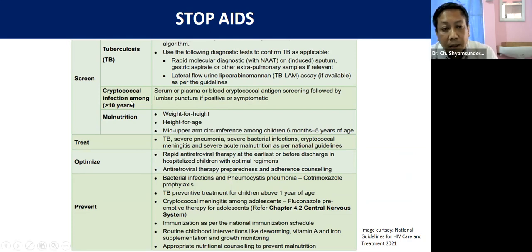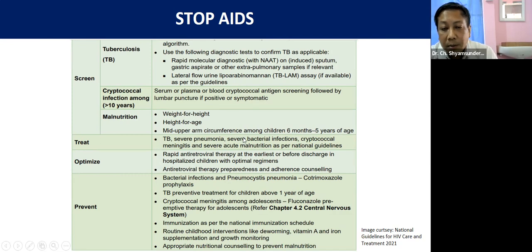Cryptococcal infection among those over 10 years: serum, plasma, or blood cryptococcal antigen screening, followed by lumbar puncture if positive or symptomatic. Malnutrition: weight for height, height for age, mid upper arm circumference among children 6 months to 5 years of age. The previous slide showed 2 to 5 years of age, but this one we are following 6 months to 5 years of age.